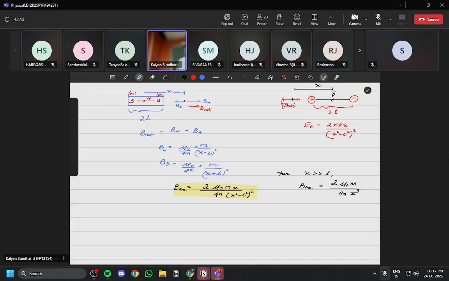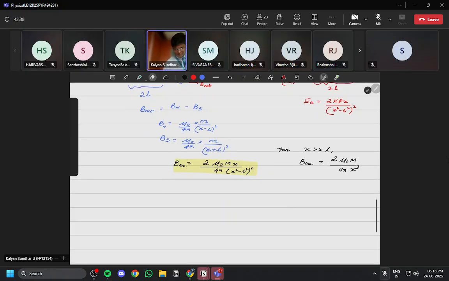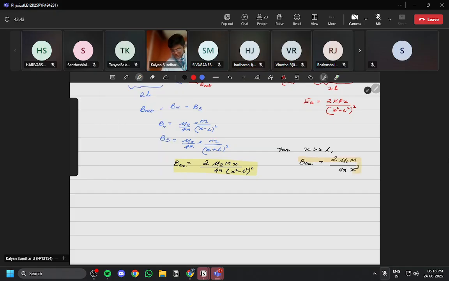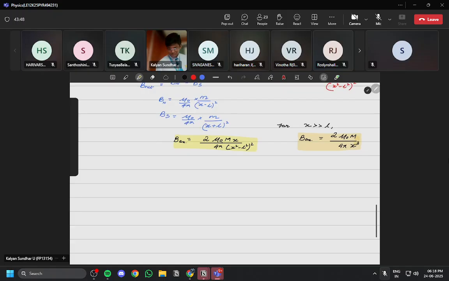Newton bar magnet value, I mean magnetic field value, is mu naught by 4 pi into M, the pole strength, divided by the square of the distance between them. Right. So this is for a shorter bar magnet value, right?